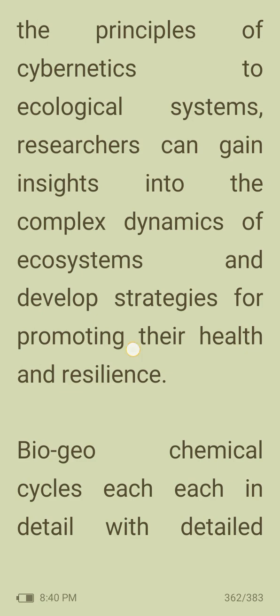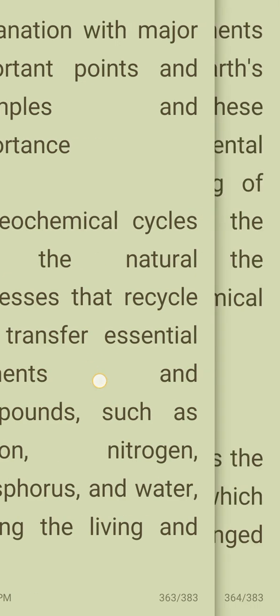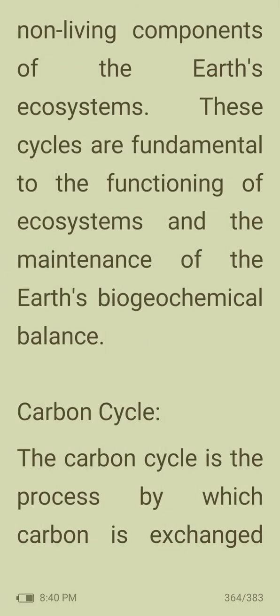Biogeochemical cycles. So, biogeochemical cycles are the natural processes that recycle and transfer essential elements and compounds such as carbon, nitrogen, phosphorus, and water along the living and non-living components of the Earth's ecosystem. These cycles are fundamental to the functioning of ecosystems and the maintenance of the Earth's biogeochemical balance.